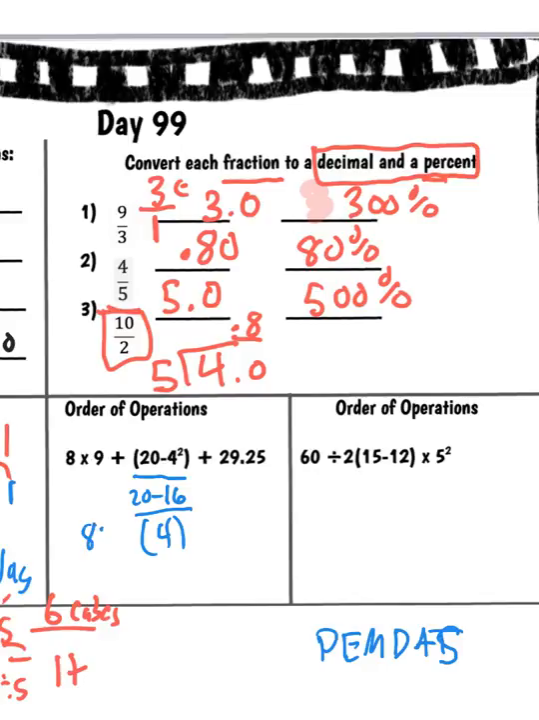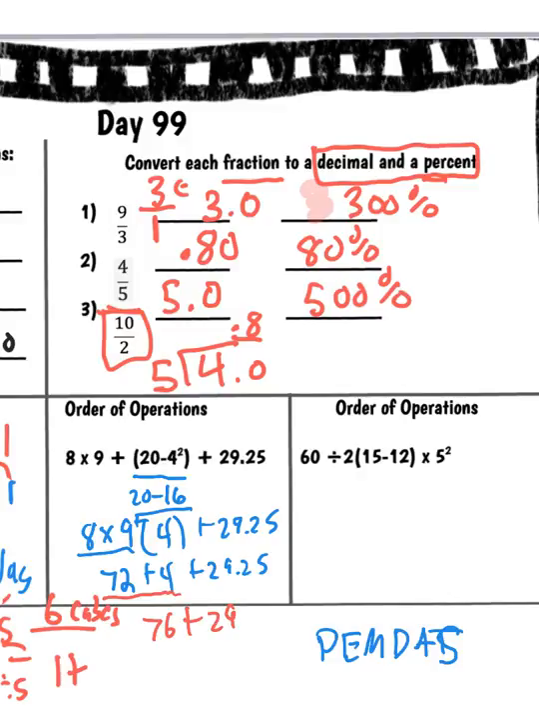Then you're going to rewrite the problem. 8 times 9 plus 29 and 25 hundredths. Do your multiplication next. 8 times 9 is 72. 72 plus 4 plus 29 and 25 hundredths. And then you get 76 plus 29 and 25 hundredths. And that gives you 105 and 25 hundredths.